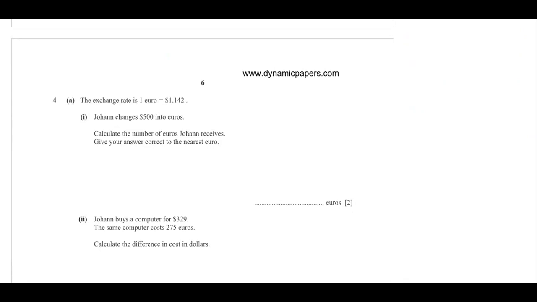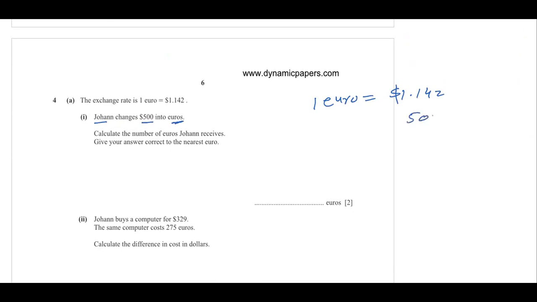Question number 4. The exchange rate is €1 is equal to $1.142. Okay, that is €1 is given $1.142. Johan changes $500 into euro. Calculate the number of euros he will get.